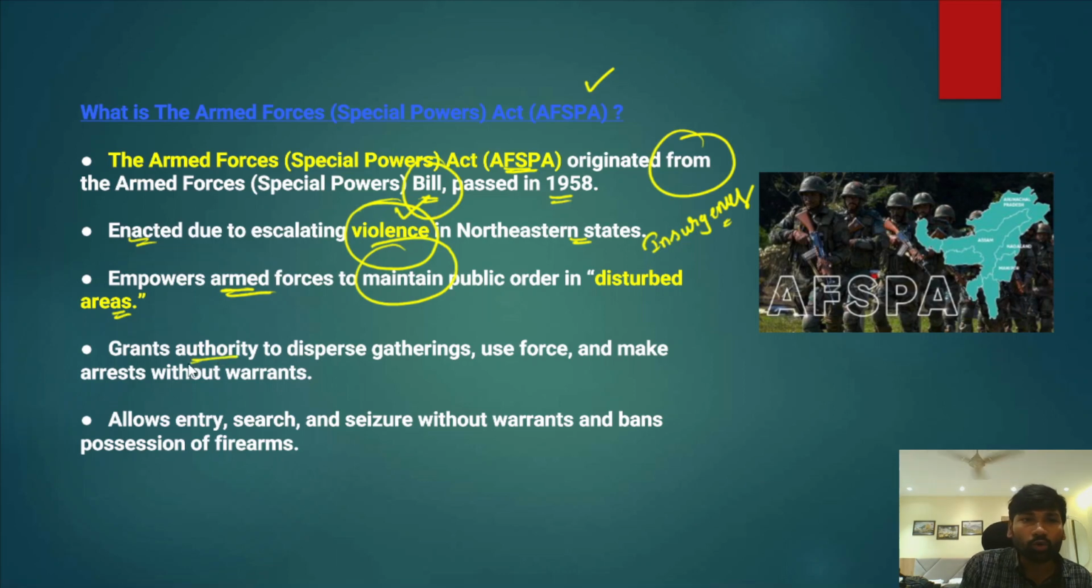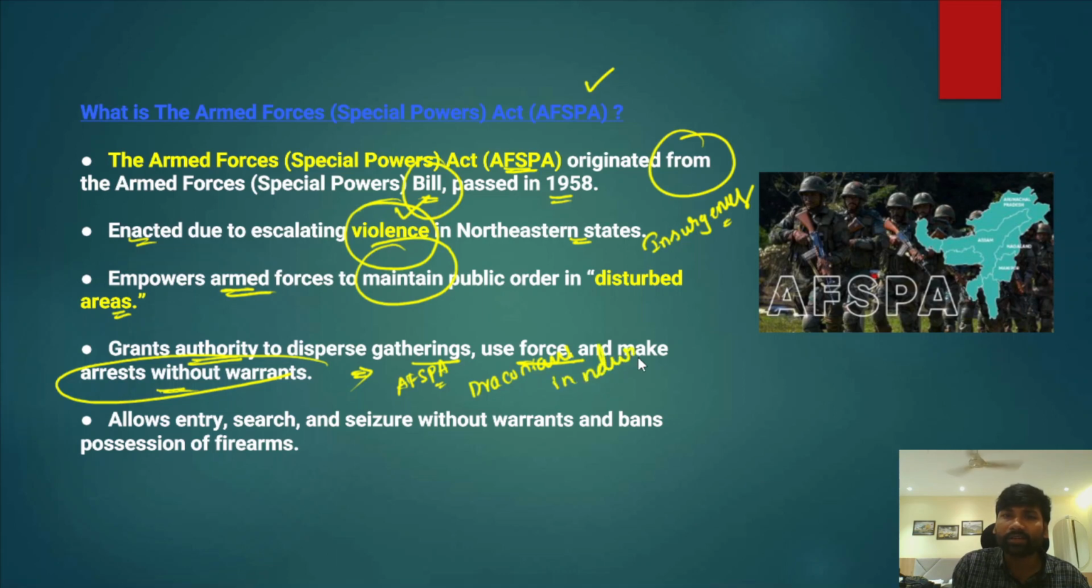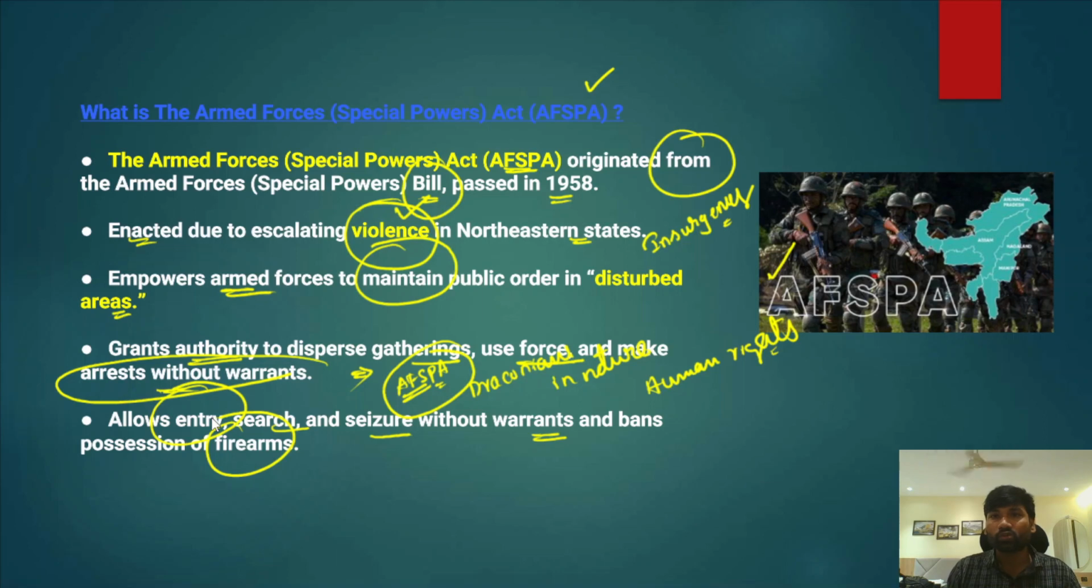At the same time, it also grants the authority to disperse gatherings, use force and make arrests without warrants. Because of this, it is often dubbed that the Armed Forces Special Powers Act is very often draconian in nature, and at the same time it has been violating the human rights as well as the fundamental rights of the people who are living in the areas where the Act has been imposed. So because of that reason, AFSPA is very often criticized by different groups, and it also allows for entry, search, seizure without warrants and bans on possession of firearms. For all these reasons, it is said that the Act is equipped with highly exceptional powers, and that has been impacting the rights of the people who are living in those regions.